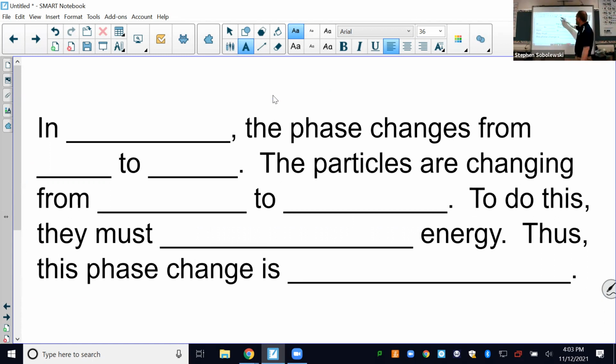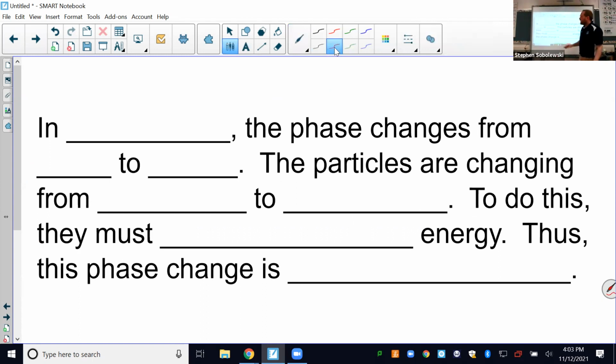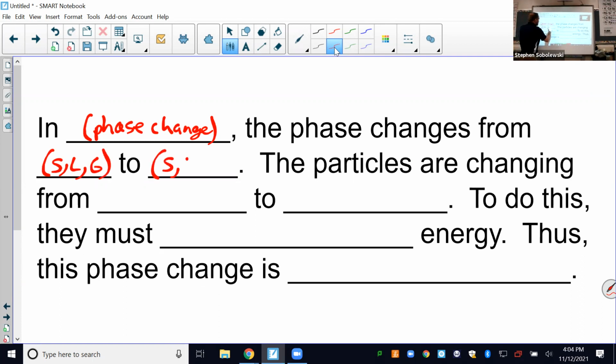I'm going to start filling these in. What each of these blanks represents is the following. In blank, the first blank is whatever phase change you're looking at. The phase changes from blank to blank. So this is from solid, liquid, or gas to solid, liquid, or gas. Like, you would say in condensation, the phase changes from gas to liquid. The particles are changing from blank to blank.